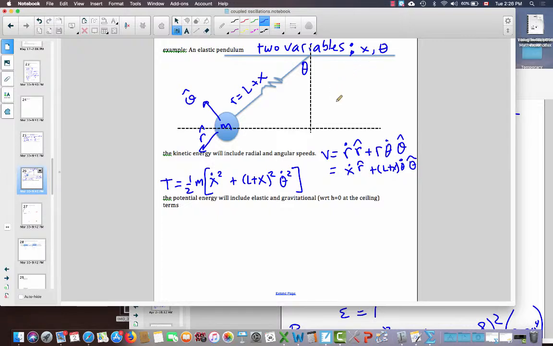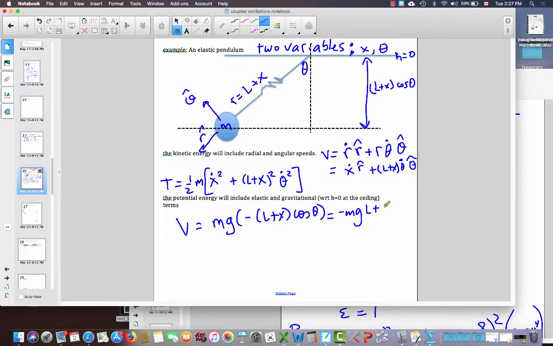We also need potential energy, and it's suggested to us that we give potential energy relative to h equals 0, 0 height up here at the ceiling. And so the height of the particle at the instant shown is this distance right here. That's L plus x times cos theta. And that'll be negative height. We're below the zero of potential energy. So it's going to be mgh. And that's a really awkward way to write it, so I'll just pull the minus sign out in front. And there we go. There we have an expression.